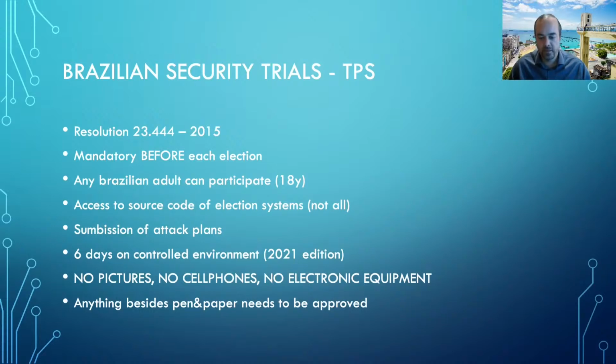In the 2021 edition, we had 6 days to perform this attack plan. Before, it was fewer days. We'll talk about this later. One thing that's important to notice is that you can't take pictures of anything. You can't bring in your cell phone or any electronic equipment. Anything you need has to be approved by the election authorities. So everything you're going to bring, software, virtual machines, etc., you have to submit a formal request and they have to approve it for you to get in.